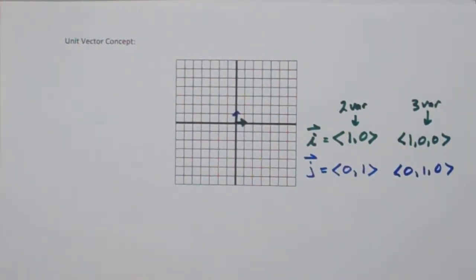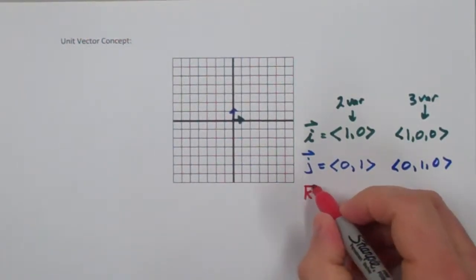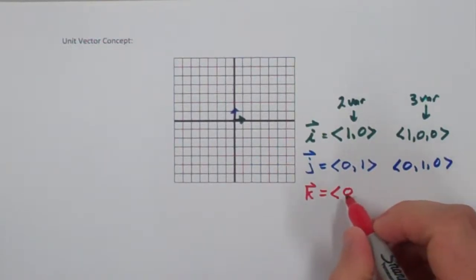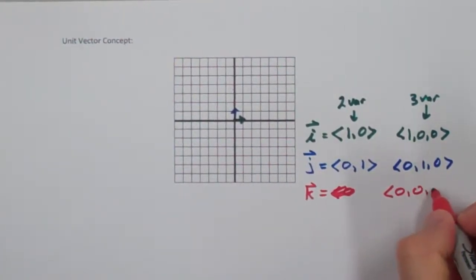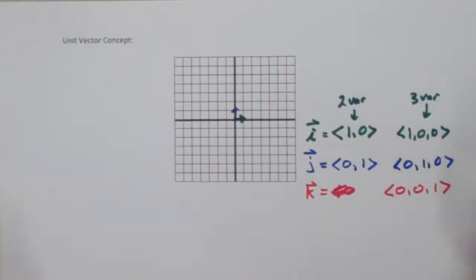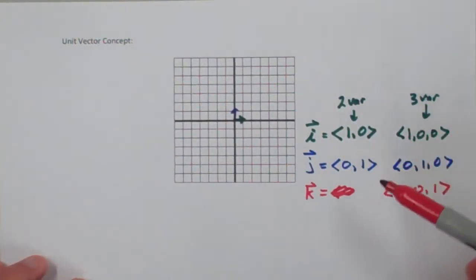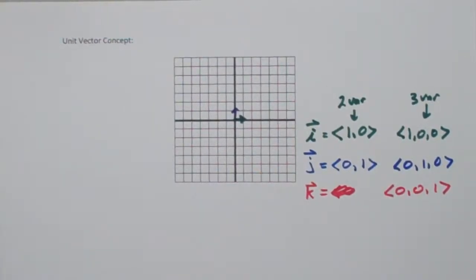There's a third one, and the third one doesn't show up here because this is two-dimensional, but the third one is vector k. Vector k is, and maybe I should write that over here, 0, 0, 1. So all these unit vectors are just vectors with a magnitude of 1, and they're going to be in one of the directions, so x, y, or z. And we can break them down with their components as such.